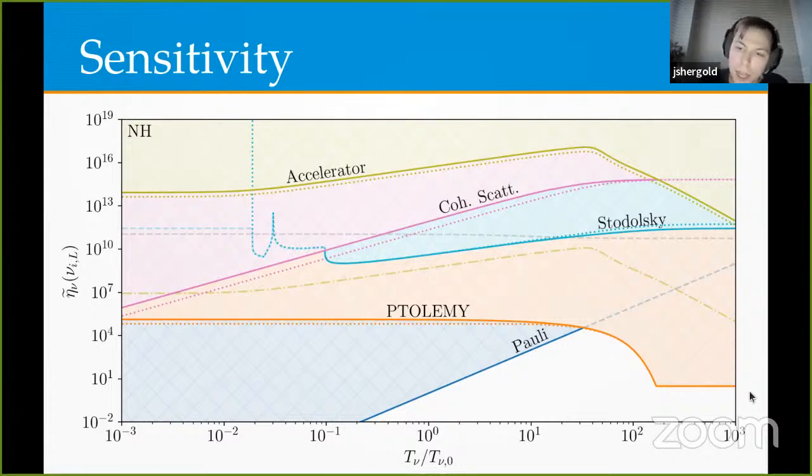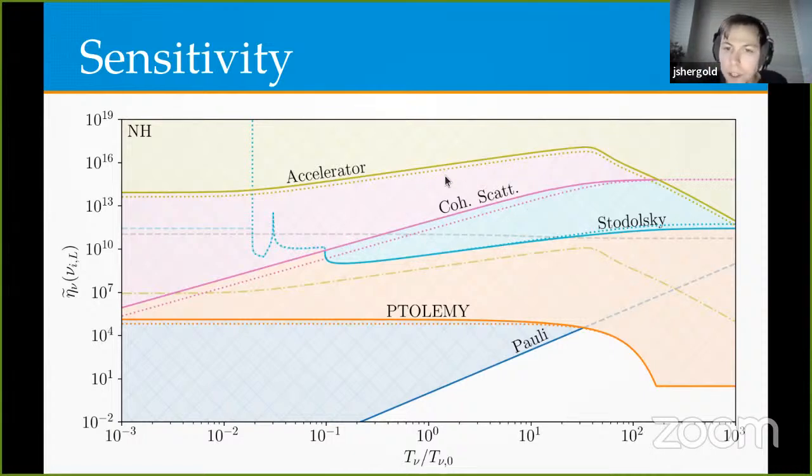So PTOLEMY is more or less the same. When you're above the energy resolution, you have good sensitivity. Below it, you have terrible sensitivity. Stodolsky effect more or less the same. When the neutrinos become very, very cold or very slow, the helicity asymmetry gets washed out, which is what this very interesting structure here is. The accelerator experiment, very much the same. High energies, lower beam energy required, more targets, so on and so forth, better sensitivity.